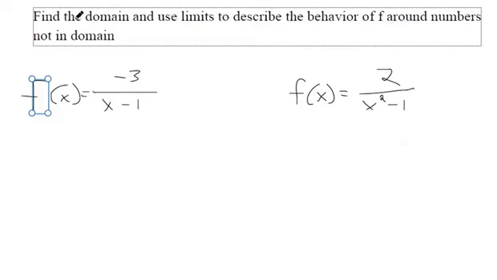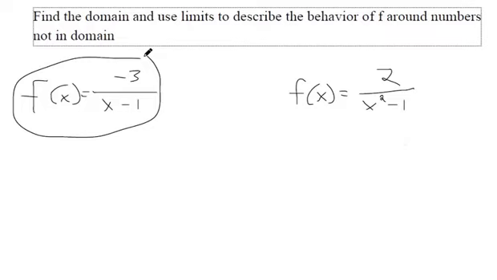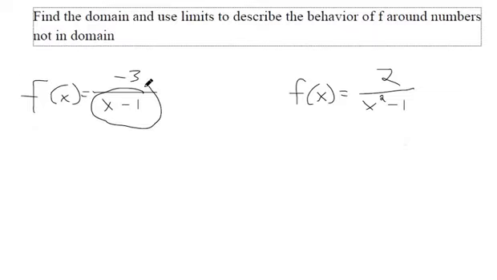Okay, so let's start with finding the domain. We're supposed to find the domain of this function. And so with domains, you can really have any number that doesn't cause you to divide by 0 or take a square root of a negative. So there's one chance of dividing by 0 here. We want to exclude x equals 1.